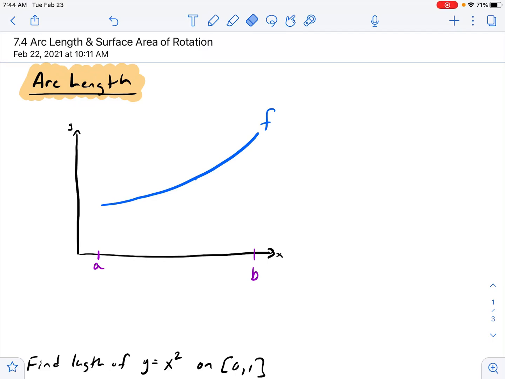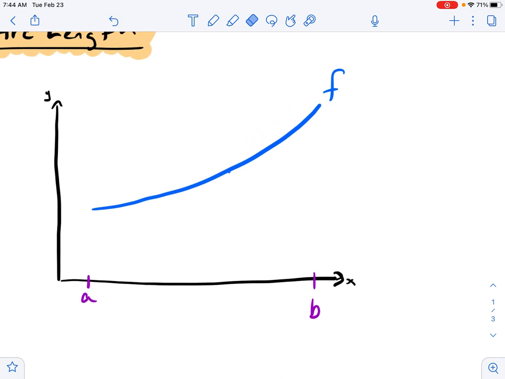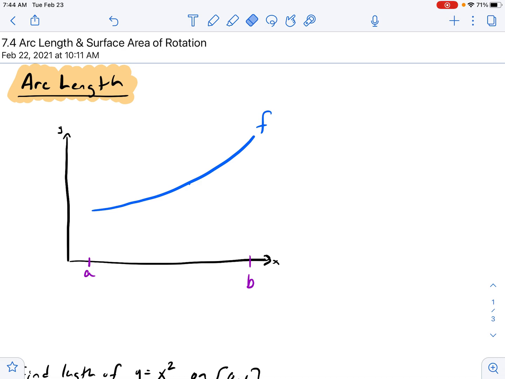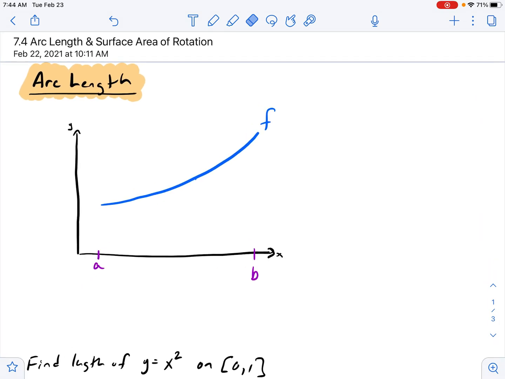Welcome back, everybody. In this lesson, we'll take a look at arc length, finding the length of a curve over a given interval, as well as surface area of rotation. If we take a region and rotate it, we've looked at how to find volumes. Now we'll talk about surface area. But let's do arc length first.